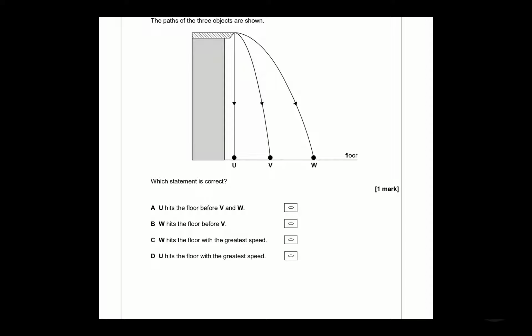Well, they all hit the floor at the same time. They're falling the same distance and they're projected out horizontally. W has a greater horizontal component of its velocity, and since speed is just an overall magnitude of the velocity vector, W does have the biggest velocity vector, so it's going to hit the floor with the greatest speed.